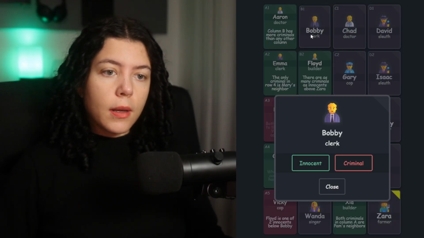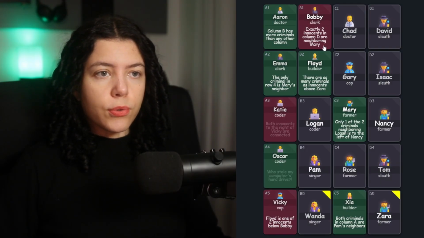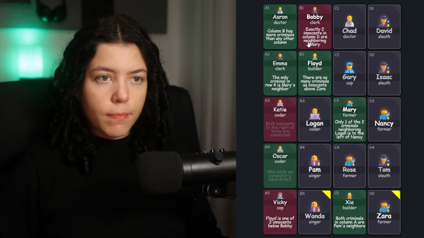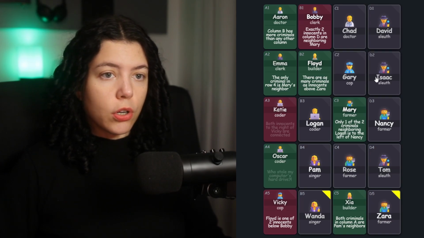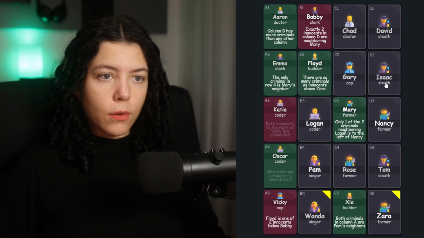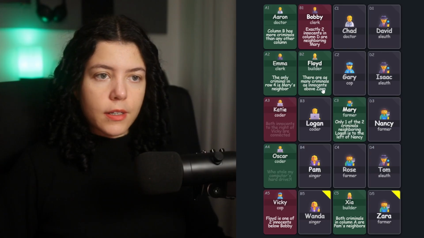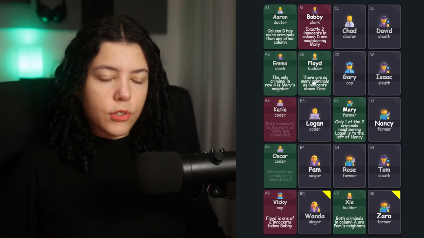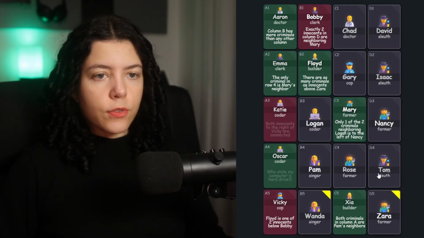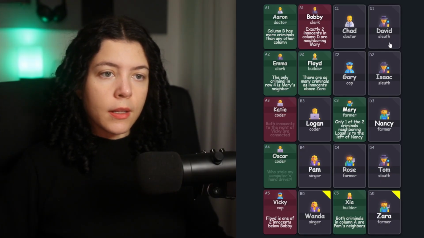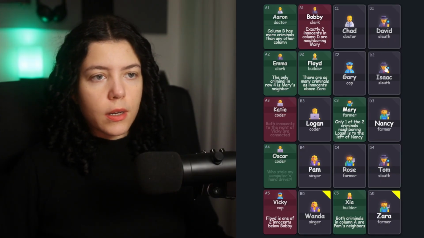So Bobby is a criminal, we know that now, and we also know that the total for column B is 3 at the end of it, and that means that no other columns could have 3, at most 2 criminals in each column left, C and D here. Now, Floyd says there are as many criminals as innocents above Zara. So same situation as Bobby, just worded in a different way. Zara has 4 people above her, and that has to be the same number of criminals and innocents. So 2 and 2 here.